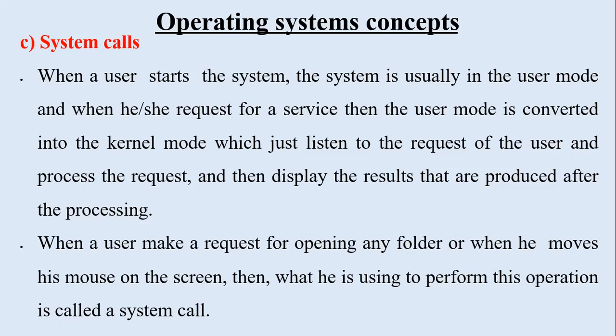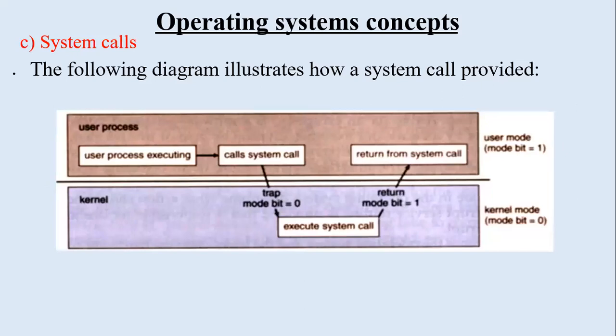When a user makes a request for opening any folder, or when he or she moves a mouse on the screen, then what he or she is using to perform this operation is a system call. The following diagram illustrates how a system call is provided.